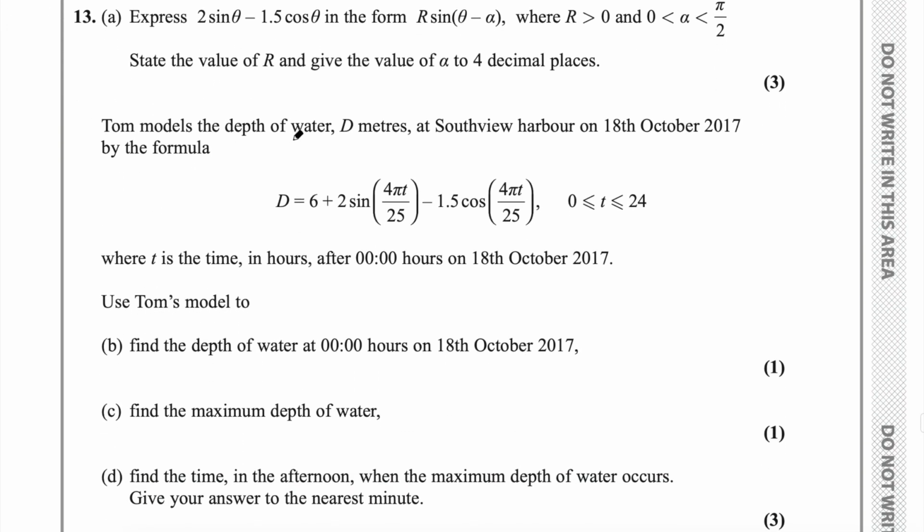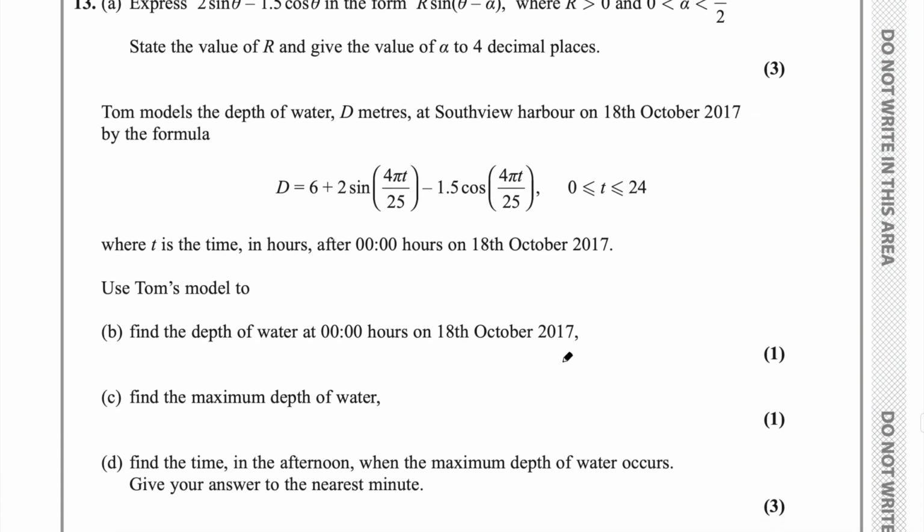Part B says Tom models the depth of water D meters at Southview Harbour on the 18th of October 2017 by the formula D equals 6 plus 2 sine 4 pi t on 25 take 1.5 cosine 4 pi t on 25, where t is between 0 and 24, where t is the time in hours after midnight on the 18th of October 2017, so 0000 hours. Use Tom's model to find the depth of water at midnight on the 18th of October 2017.